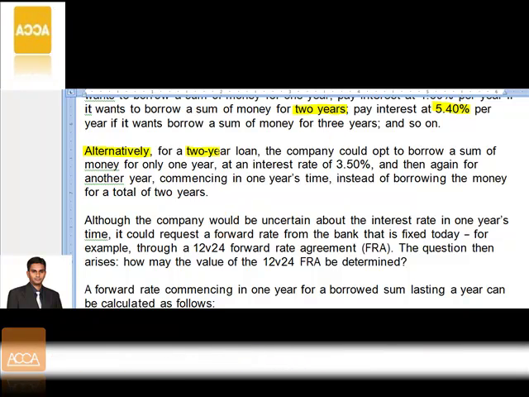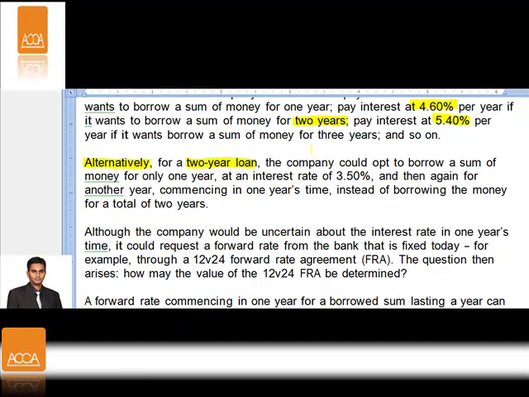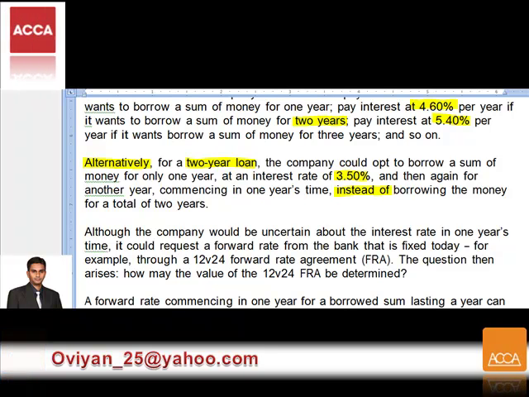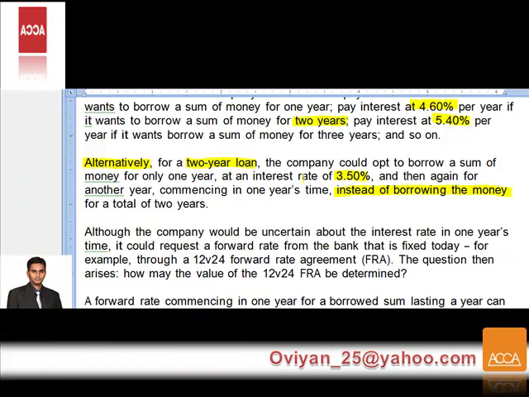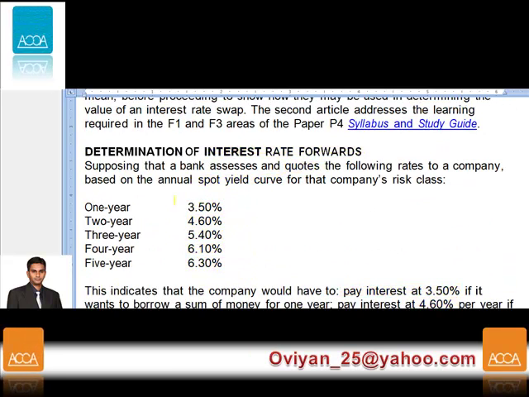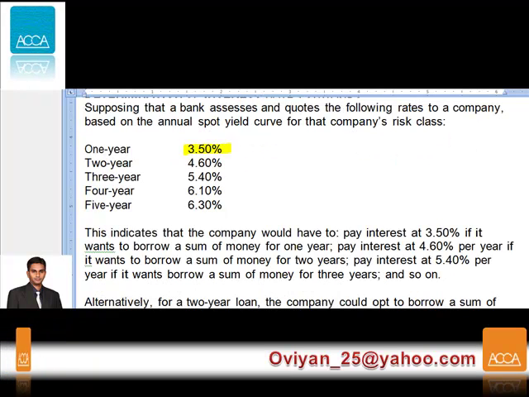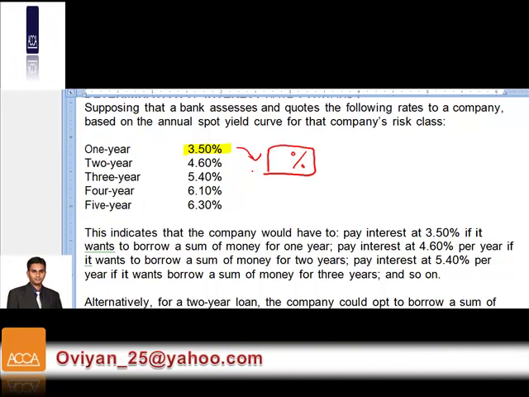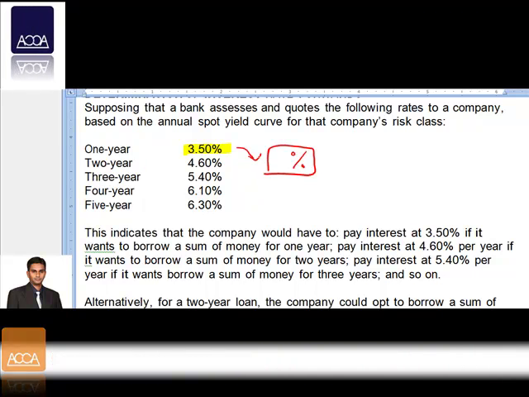Alternatively, you can borrow a 2-year loan. That means you're splitting the 2-year into a year and another year. The first year you pay 3.5%, and then after that you will borrow another fresh 1 more year. So basically you can break it down. First year 3.5, and the following year you will borrow at another rate. Now this is going to be the forward rate that we're going to determine today.